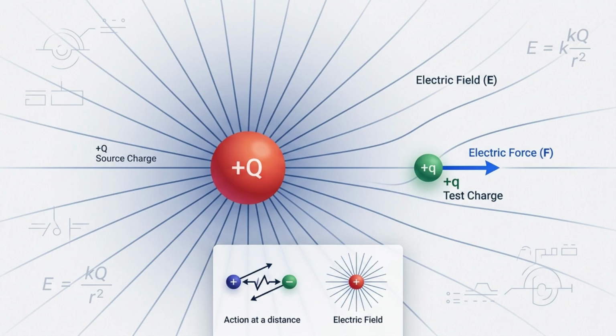To solve this problem, physicists introduced the concept of the electric field. Instead of charges acting directly across space, each charge creates a field around itself. Other charges entering that field experience a force. This idea became one of the cornerstones of modern electromagnetism.